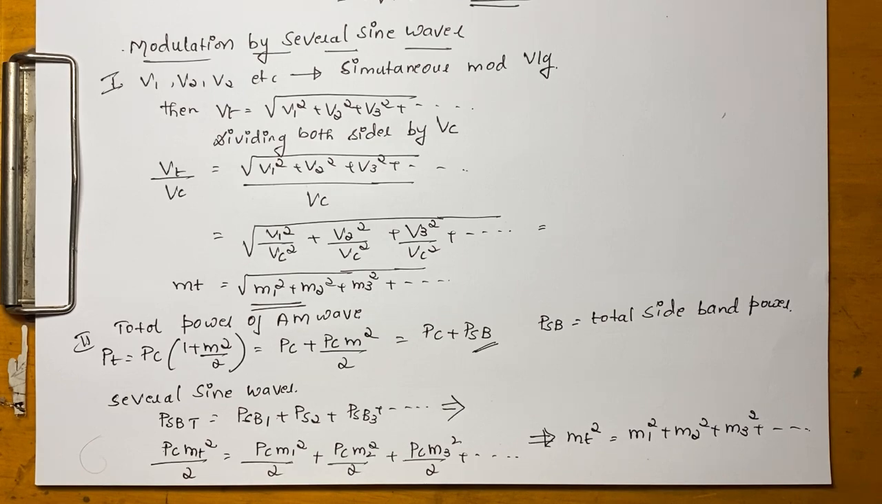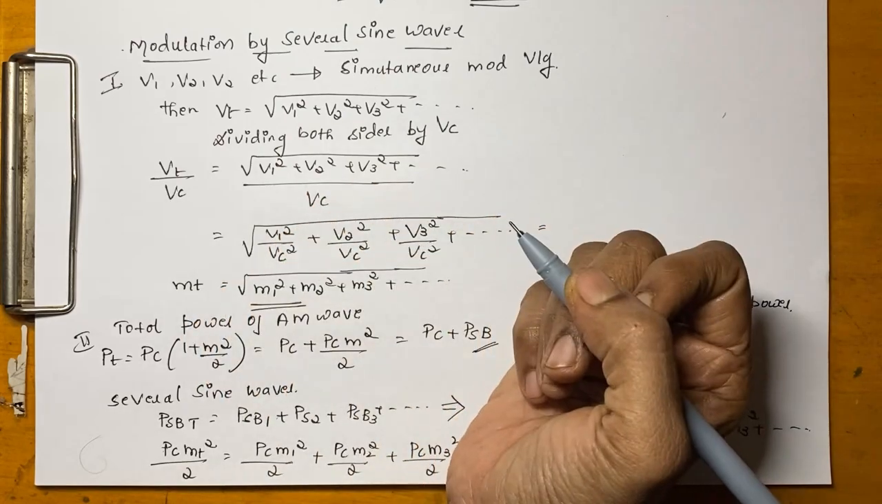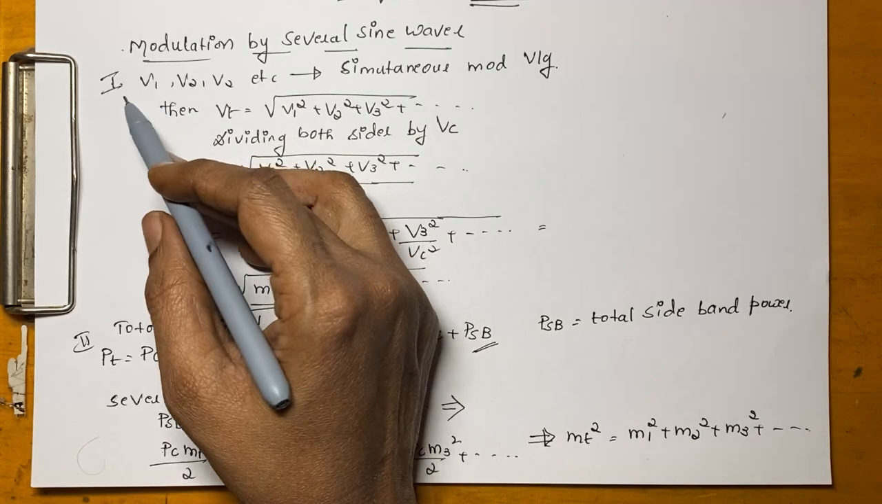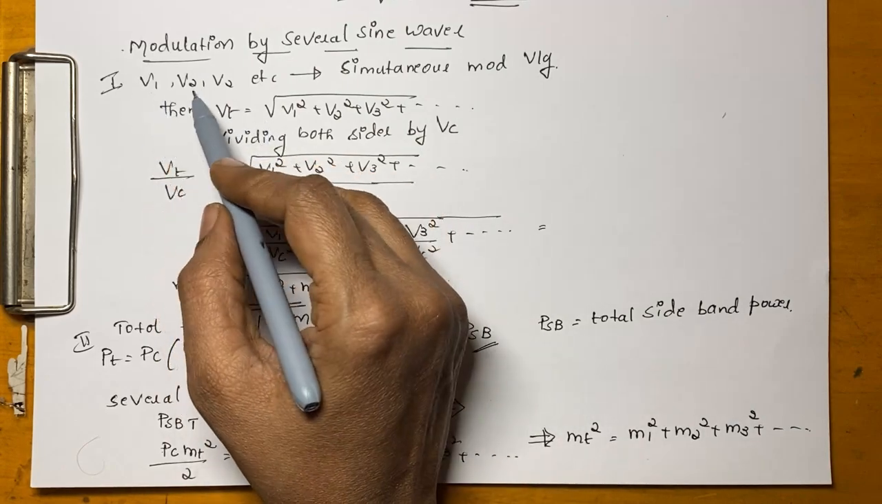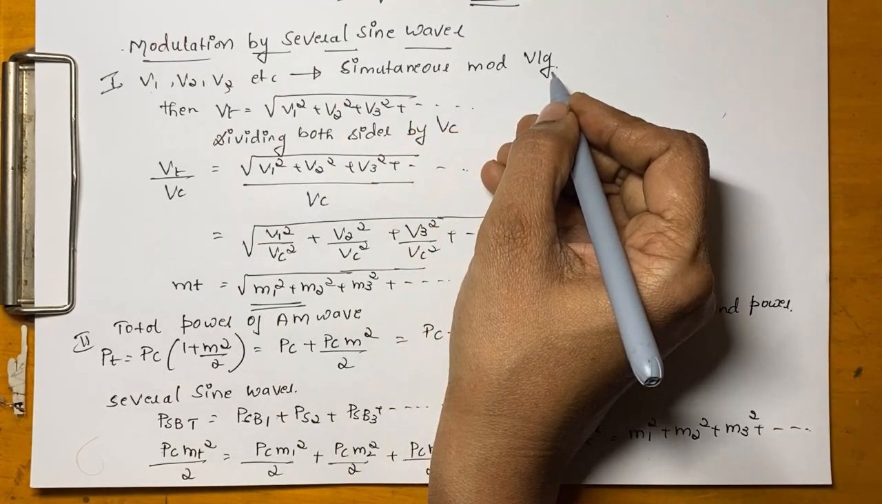So we know that when only one sine wave is involved in modulation, then only one depth of modulation we are going to consider, that is m. But when there are different sine waves, then the total modulation index has to be considered. Now let us check the first method, that is V1, V2, V3 and so on are the simultaneous modulating voltages.